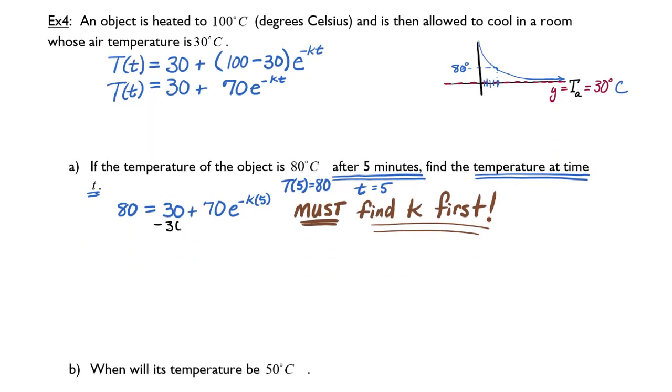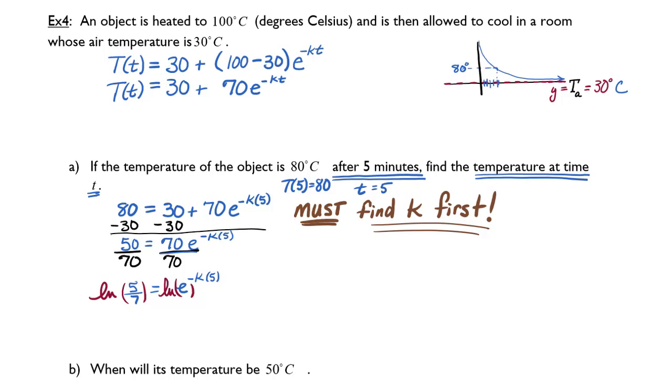So I'm going to subtract 30 from both sides, and I'll have 50 equals 70 e raised to the negative k times 5. Then I'll divide both sides by 70. This gives me 5/7 equals e raised to the negative k times 5. Next, I will take the natural log of both sides to solve for k.